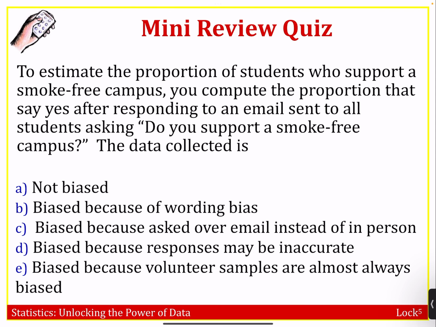But before we do that, let's start with a mini review. Let's suppose that a group of researchers wanted to estimate the proportion of students who support a smoke-free campus. And so you compute the proportion that say yes after responding to an email sent to all students asking that very question. Is that data biased? Not biased? Biased because of wording? Biased because over email instead of in person? Biased because responses may be inaccurate? Or biased because volunteer samples are almost always biased?